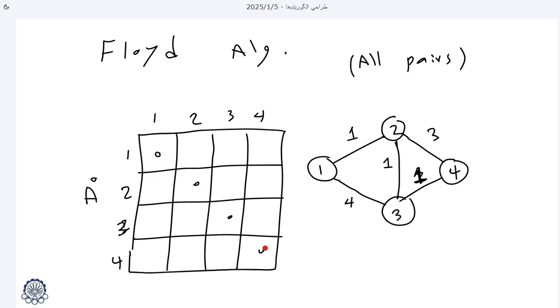We put 0 on the main diagonal of the matrix. I mean entries 1-1, 2-2, 3-3 and 4-4 are 0 because we are not interested in a path from 1 to 1 or from a vertex to itself, so we put 0 here.